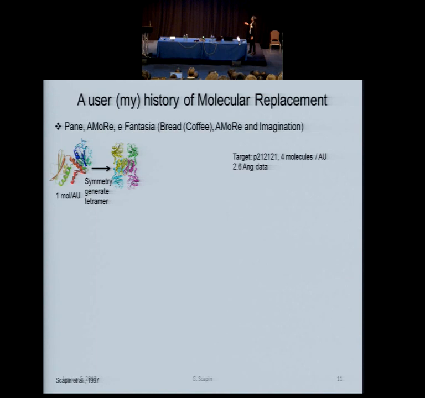Not as good as these guys, lower resolution. There were 4 molecules, hopefully a tetramer per asymmetric unit. And so I said, okay, easy, a tetramer, I'll take the tetramer, I'll do this molecular replacement. No way. So I thought, okay, I tried with the monomer, I tried with this dimer, nothing worked.